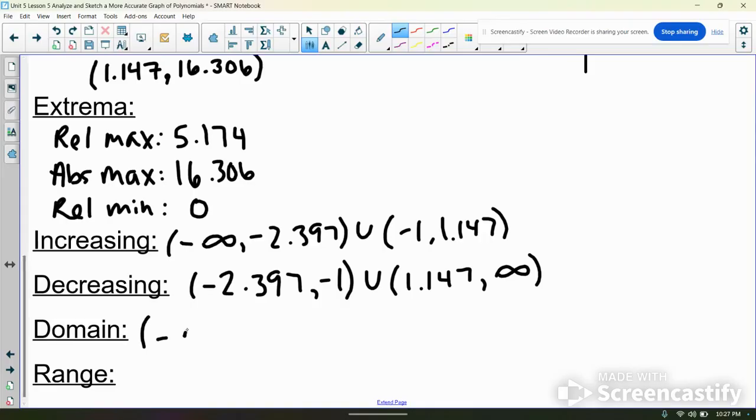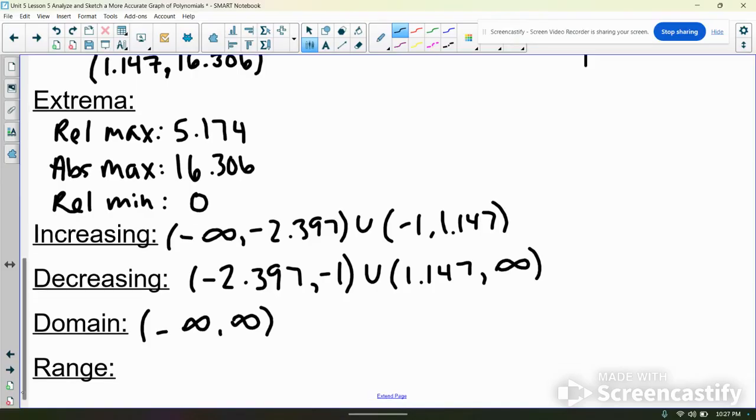So domain and range, domain for these polynomial functions is always negative infinity to infinity. The range for this is going to depend upon whether it opens up or down. For your even degree, it opens down, so we go from negative infinity to your absolute max. Your absolute max for this problem was 16.306, so that is what your range will be. It is based off of the absolute max or absolute min, depending upon the problem.